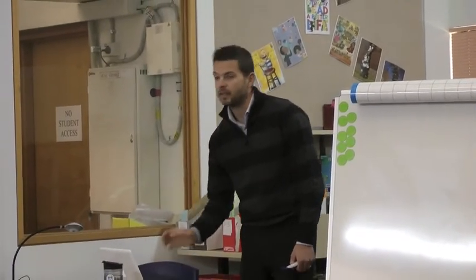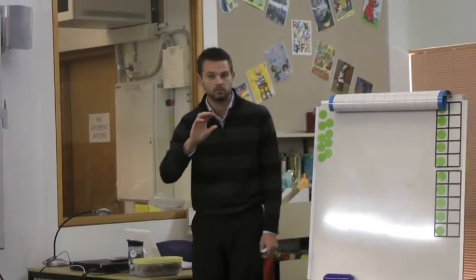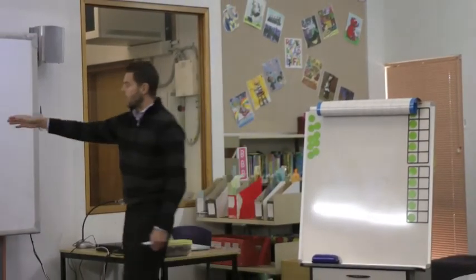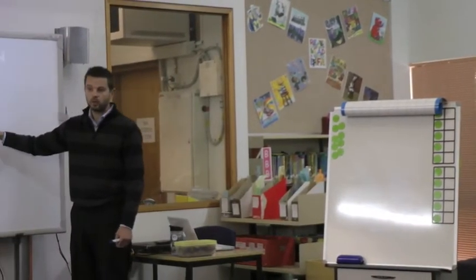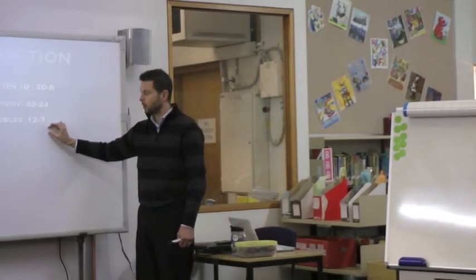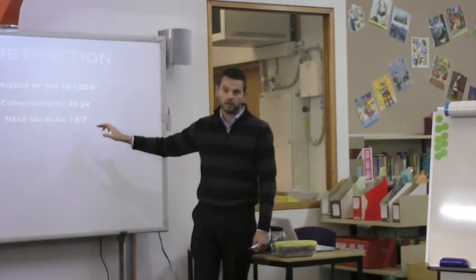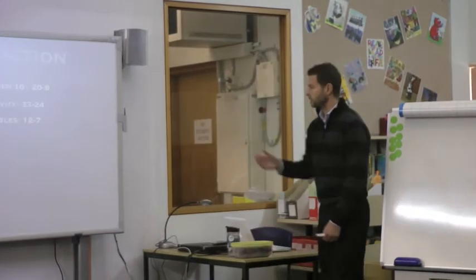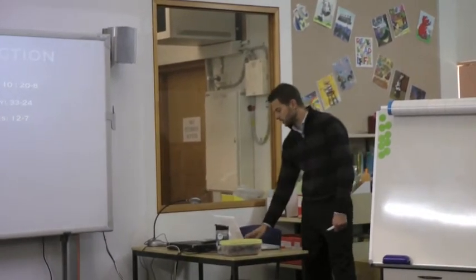Near doubles applies, it's sort of halving instead of doubling. So I know that 6 and 6 makes 12. So if I just take 1 away from that, I'm going to get the 5. So applying the near doubles and understanding doubles into subtraction.